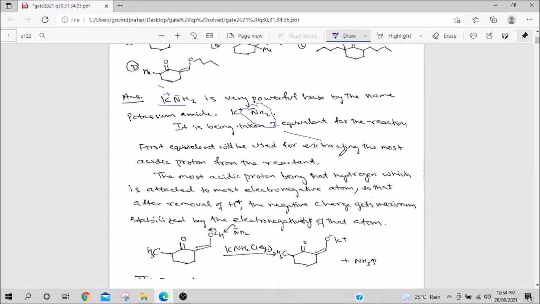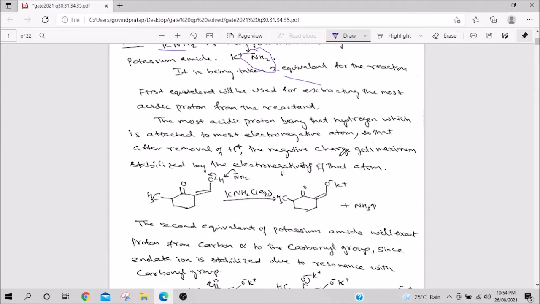Now, if 2 equivalents are there, first thing it will do is abstract the 2 most acidic protons. So, first you can see this has to be the most acidic proton. Why? Because, something is wrong with my mouse, one second. Yeah, you can make out that this is the most acidic proton, this proton on oxygen, because any hydrogen which is attached to the most electronegative atom will be most acidic. Why? Because oxygen is electronegative, it can stabilize negative charge after the proton is lost. So, definitely this is the first one which will be abstracted, and you get O minus and K plus.